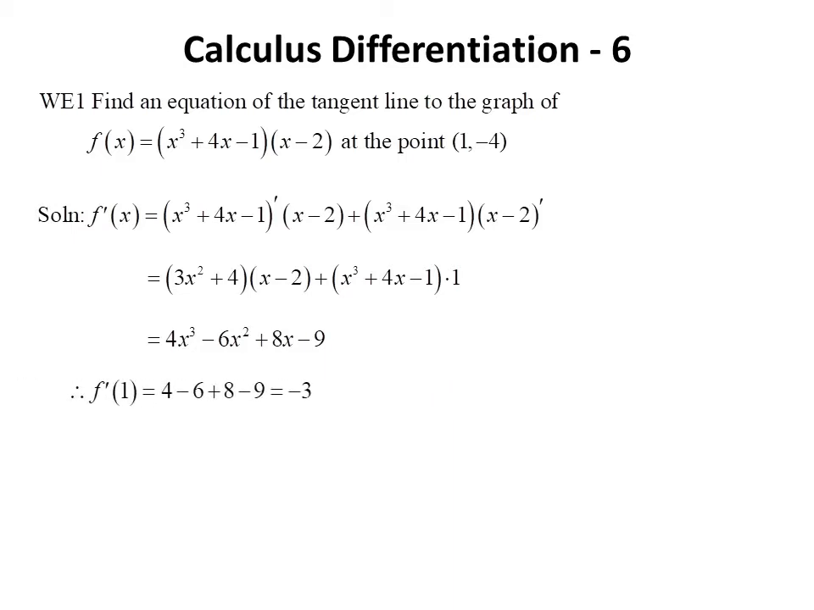Hence, f prime of 1 equals -3. Accordingly, the line equation is written as y minus -4 equals -3 times x minus 1, all in parentheses, which is simplified to y equals -3x minus 1.